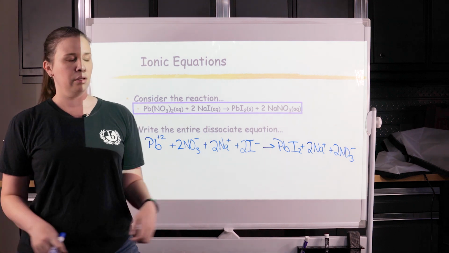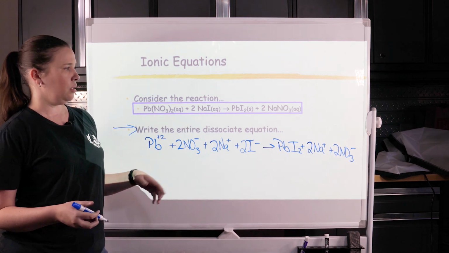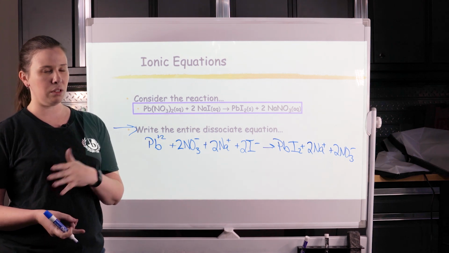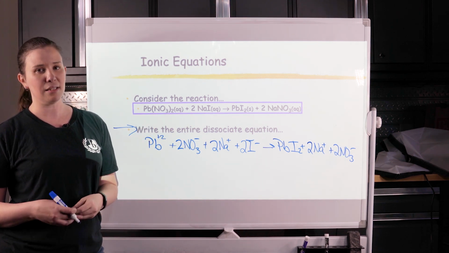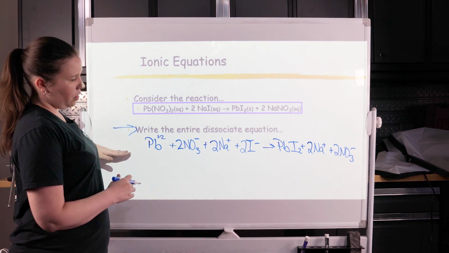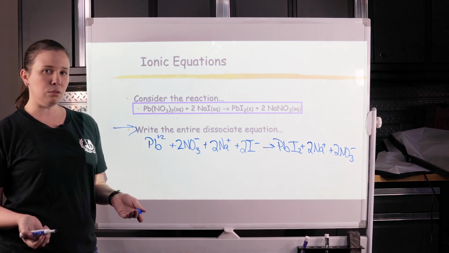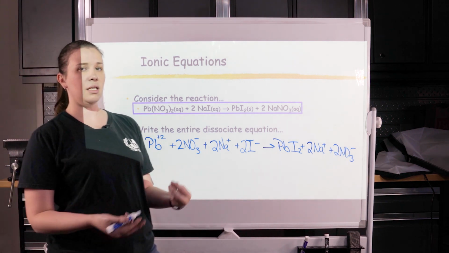It's big, and it's okay to leave off the phases at this point, but I'll mention this again at the end. We do want to include the phases when we get to that final answer for the net ionic equation. So here we've got our total dissociation. The next thing that I want to do is eliminate what's called the spectator ions.